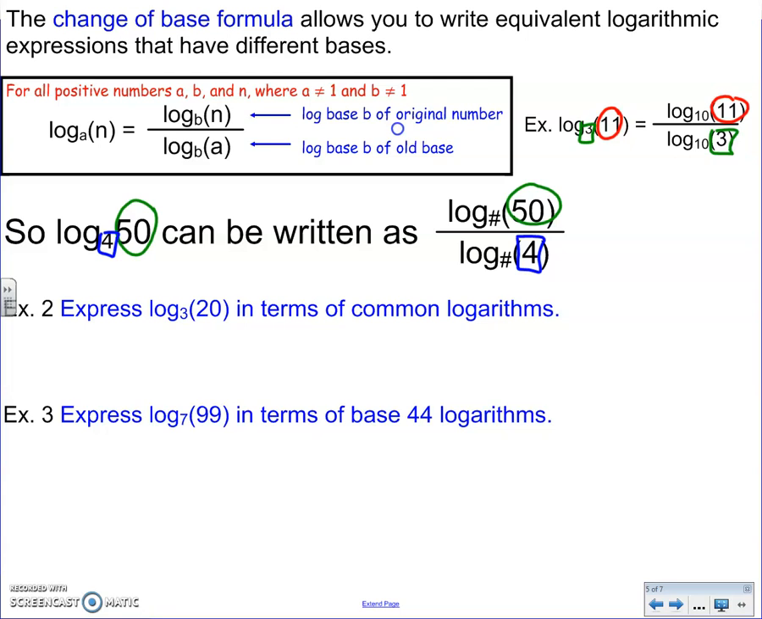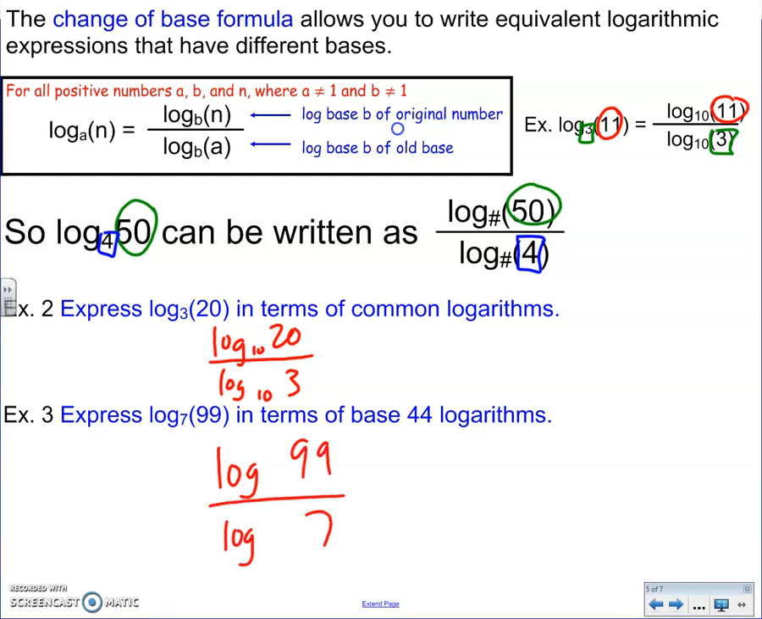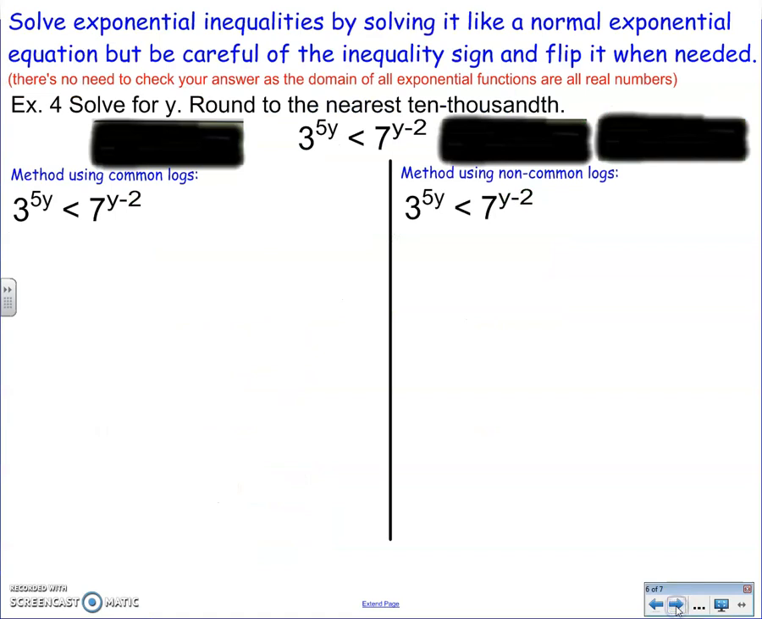So 2 quick problems. Express log base 3 of 20 in terms of common logarithms. They want base 10, so I can change this into log of 20 on top, log of 3 on bottom, and they want base 10 because they want common logs, so I'll put a little 10 right here, and done. Another one says express log base 7 of 99 in terms of base 44 logs. So again, log 99 is on top, log 7 is on bottom. They want base 44, so here's the 44 base. Alright, that's it there.